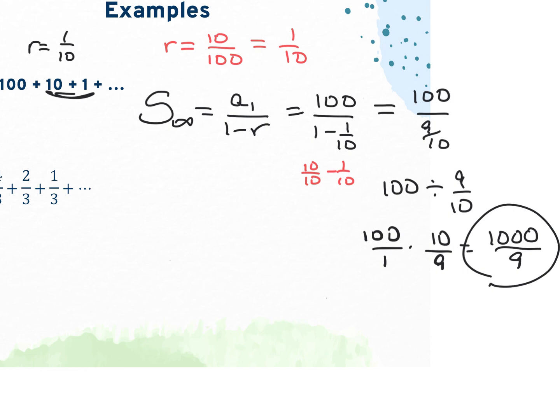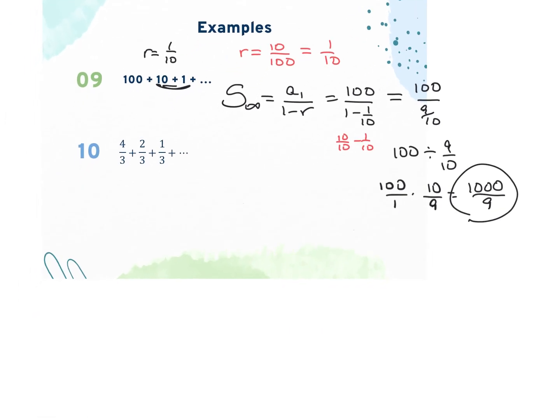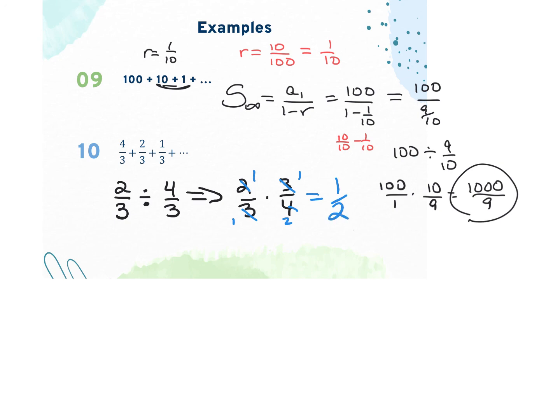Again, leave it in fraction form. Let's try another one. We need to find the common ratio, so I need to divide. I'm going to be doing 2/3. And again, you could do 1/3 divided by 2/3, but I'm just going to take the first two. 2/3 divided by 4/3. I'm going to keep flip, change it. I can simplify, become ones, and this becomes a half. So my common ratio is 1/2.